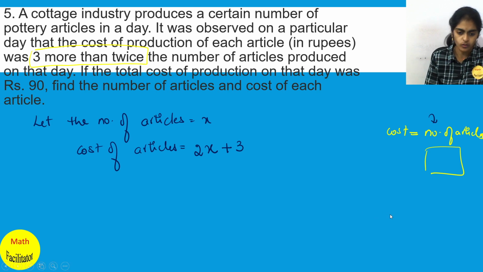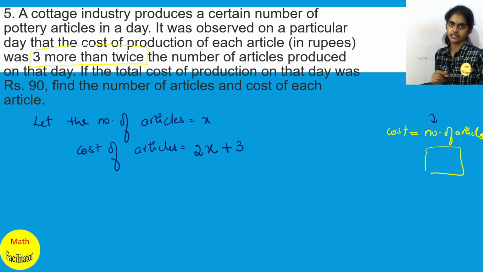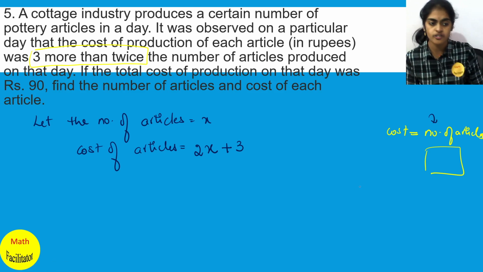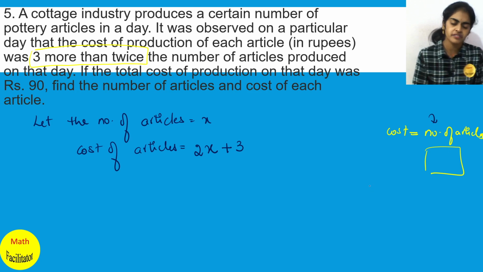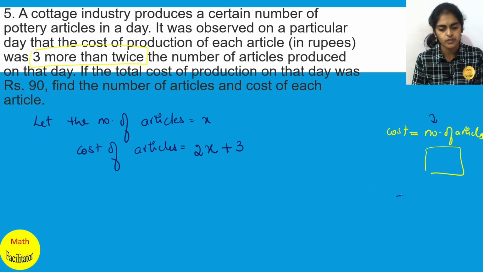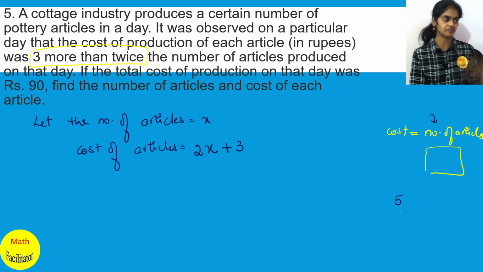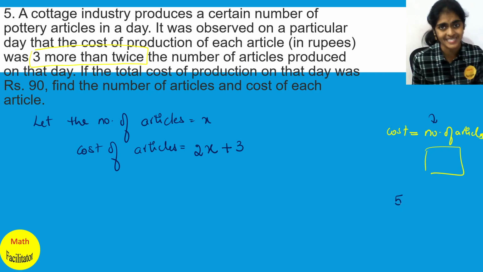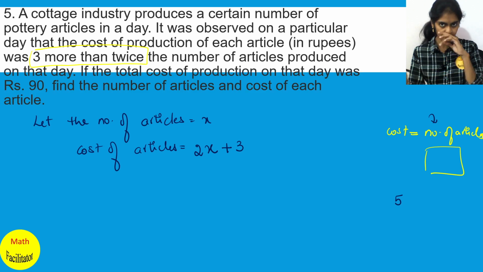Okay, now see the next line. If the cost of production on that day was 90 rupees, find the number of articles and the cost of the article. So they are saying the cost of production is 90 rupees. Let's take a small example. Suppose you are producing blackboards, say 5 blackboards.